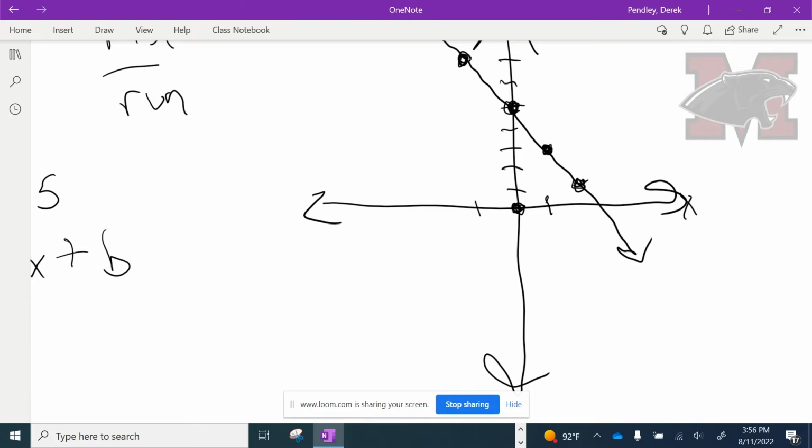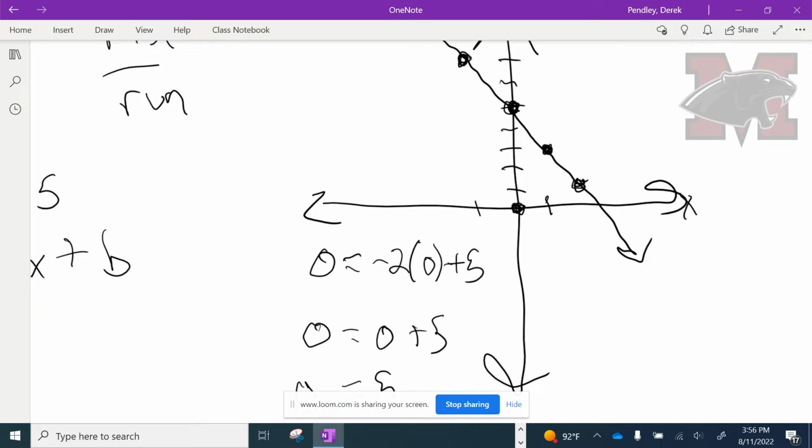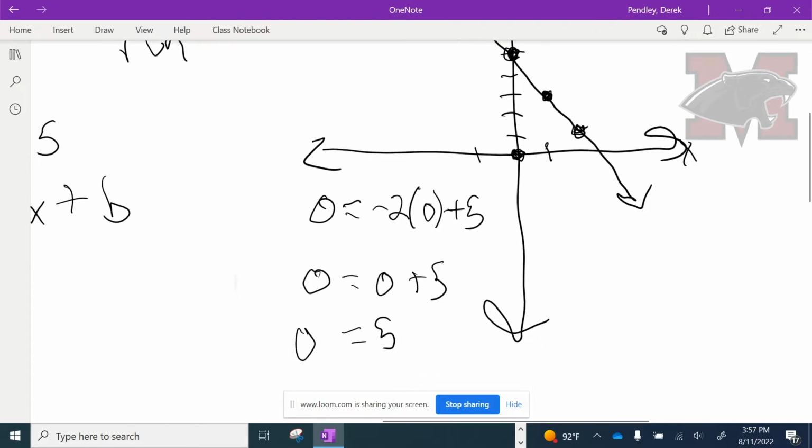All right, let's see if you got the same thing. So 0 is equal to negative 2 times 0 plus 5. Remember, you're justifying to me that this isn't a solution because the origin is not on that line. So negative 2 times 0 is 0. 0 plus 5 is equal to 5. And last time I checked, 0 does not equal 5. Therefore, that is not a solution.